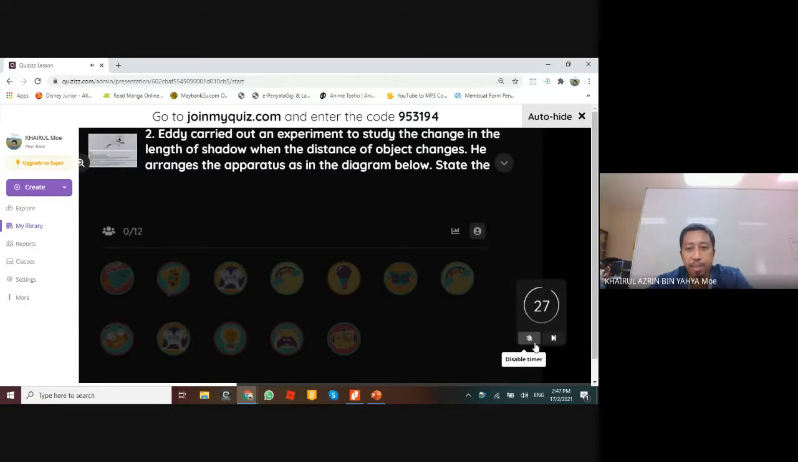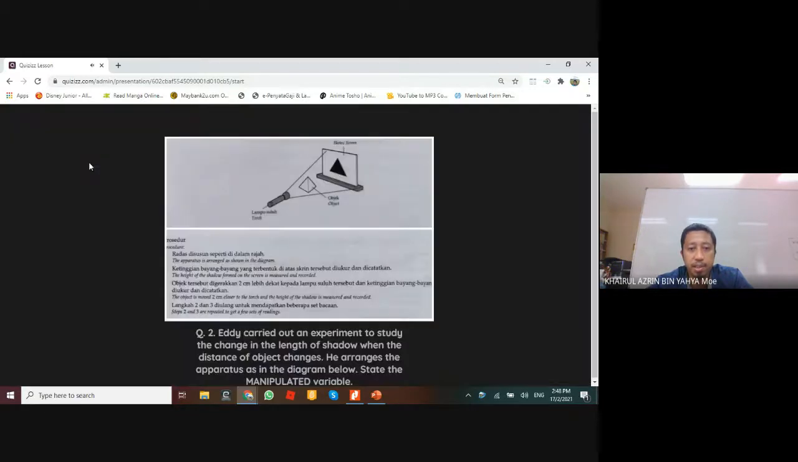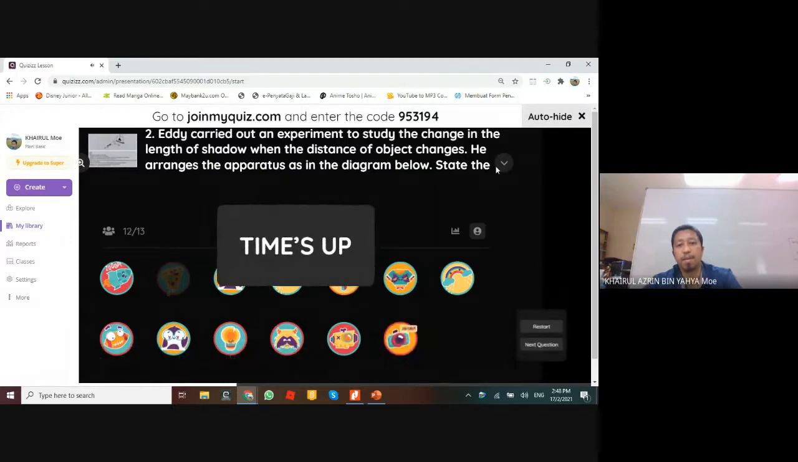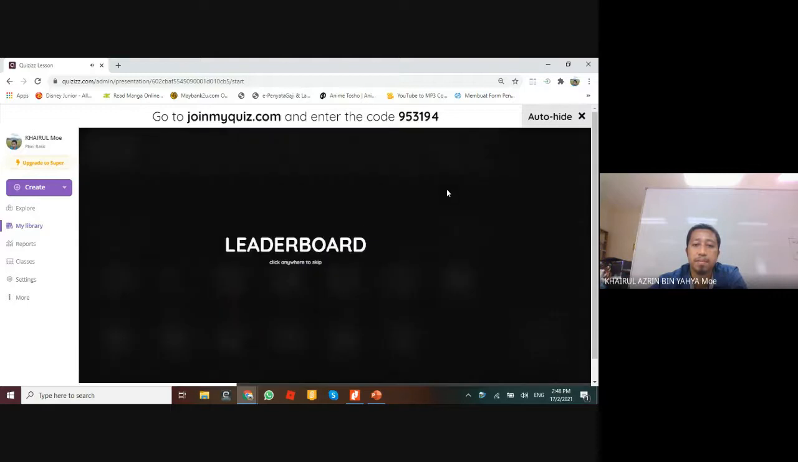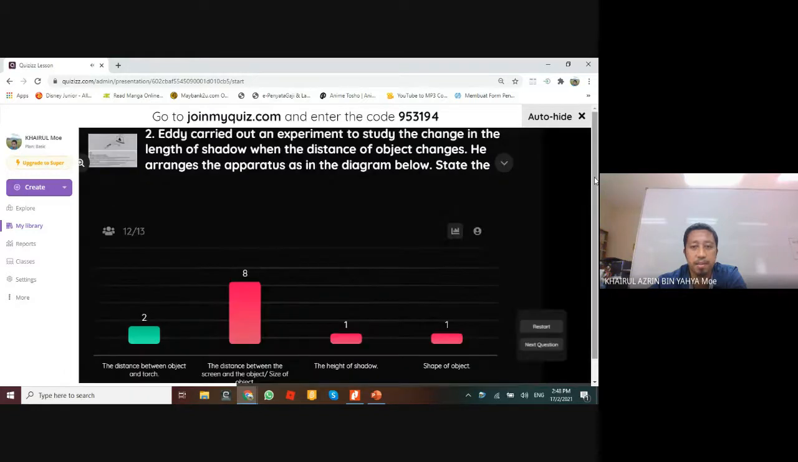Next question. Eddie carried out an experiment to study the change in the length of shadow when the distance of object changed. He arranged the apparatus as in the diagram below. State the manipulated variable. Okay, you can click the picture. This is the picture. Manipulated variable. What is the manipulated variable? Okay, very good. Next question.